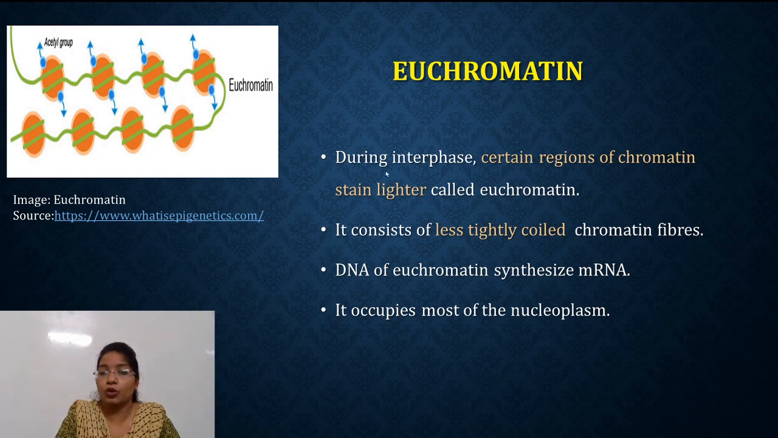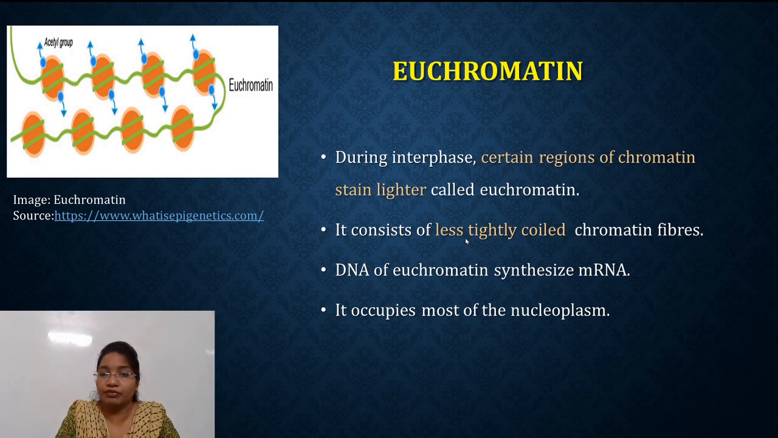Now the euchromatin, as compared to heterochromatin, are the regions which are lighter in staining. During interphase, certain regions of the chromatin stain lighter, and that chromatin is called euchromatin. They consist of less tightly coiled chromatin fibers, that is, they are loosely arranged and diffused in nature.